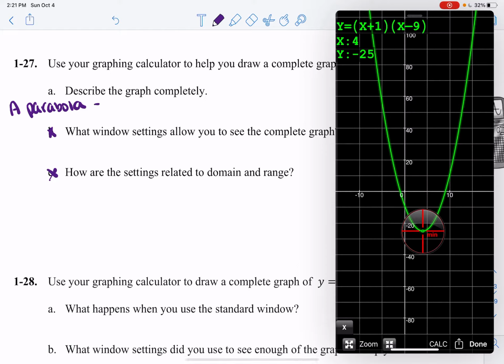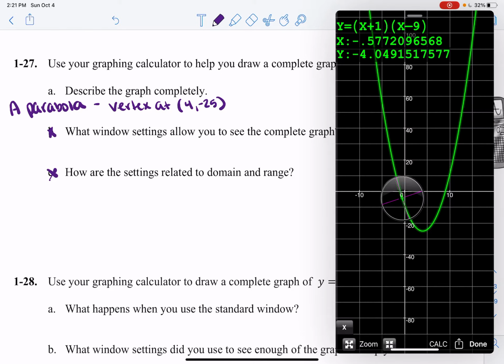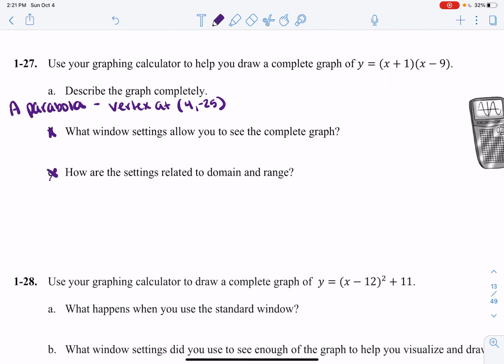So we've got vertex at, it looks like 4, negative 25. And what else? Do we have a y-intercept right there? So we have a y-intercept at 0, -9. And we also have two x-intercepts at -1, 0, and 9, 0. So let's write those down. We've got a vertex, x-intercepts.